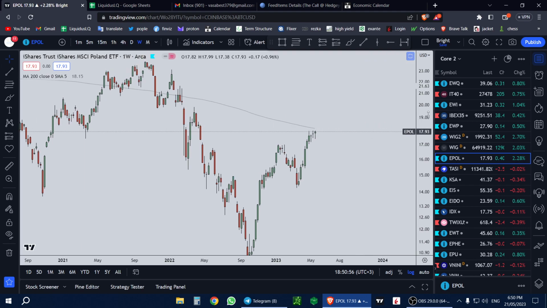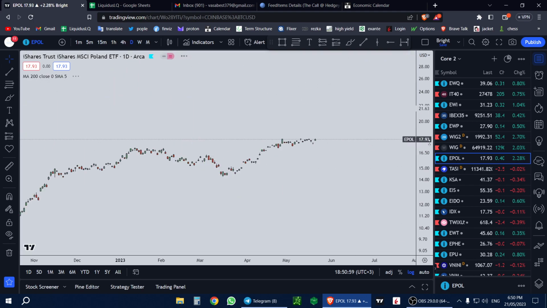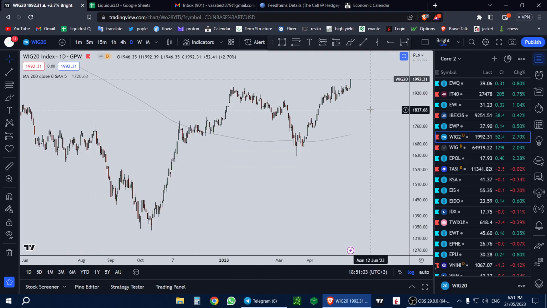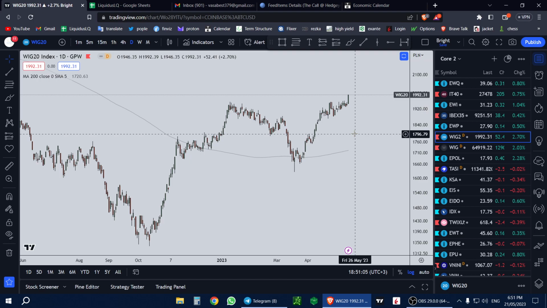Do you want to be long EPOL? It's not the time to be long EPOL, definitely. It's just a momentum game. I would not be long of Poland at this time. But this is a bullish trend. So if anybody is calling for a major global recession, it's not going to happen this week.